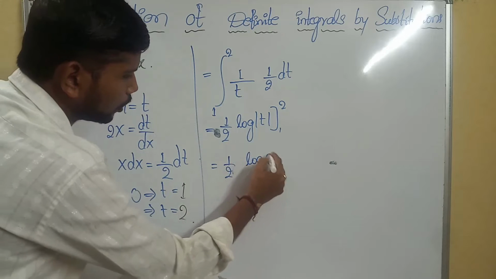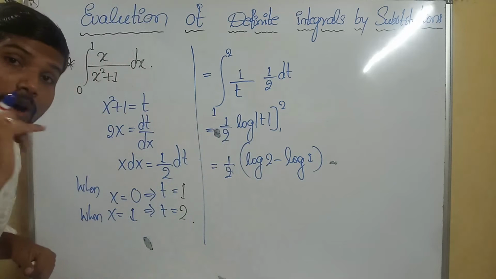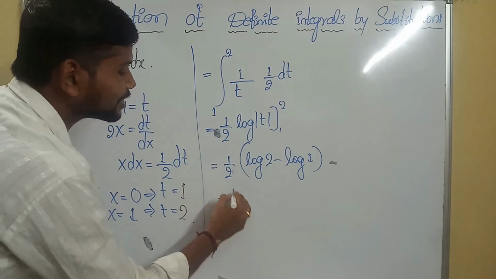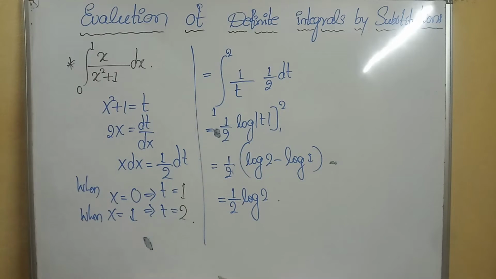It will be log 2 minus log 1. You already know log 1 value is 0. That's why it will be 1 by 2 log 2. We got the solution.